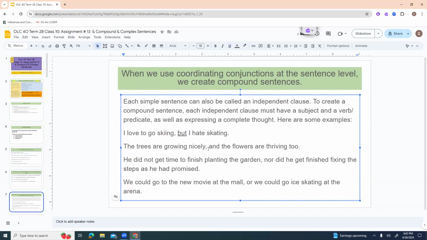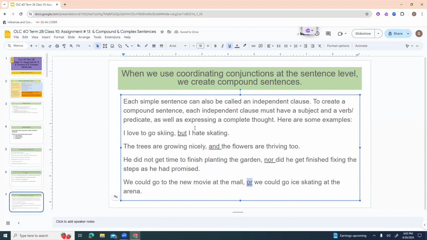The trees are growing nicely and the flowers are thriving too. And each side is a complete sentence. He did not get time to finish planting the garden, nor did he get finished fixing the steps as he had promised. We could go to the new movie at the mall, or we could go ice skating at the arena.